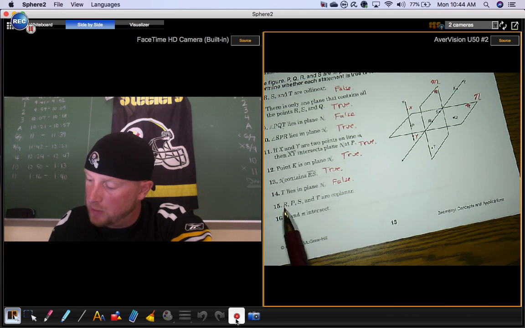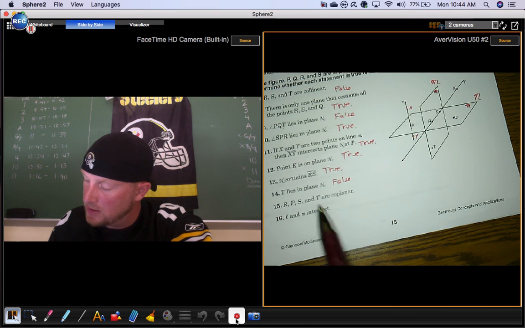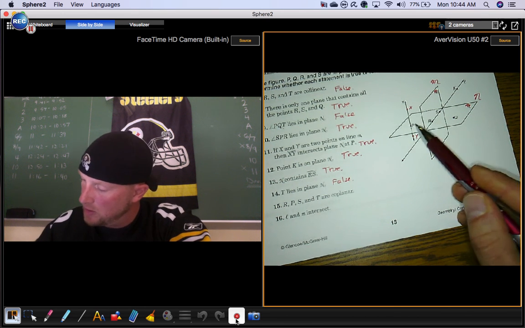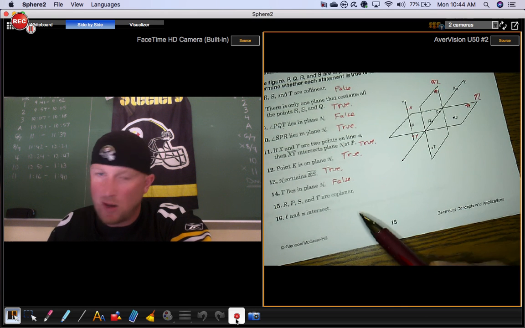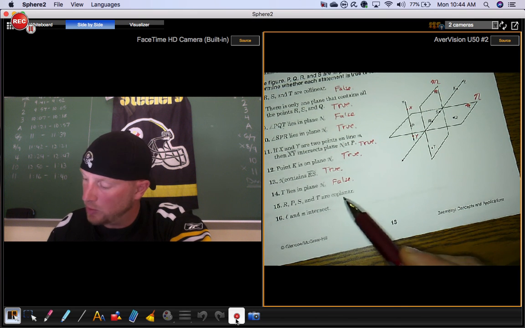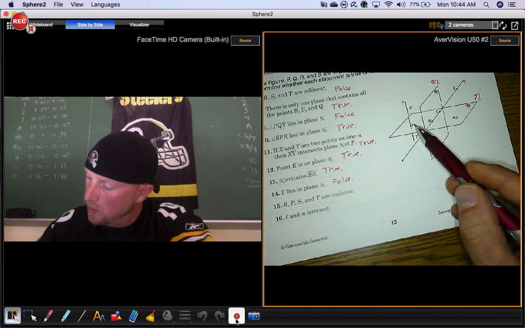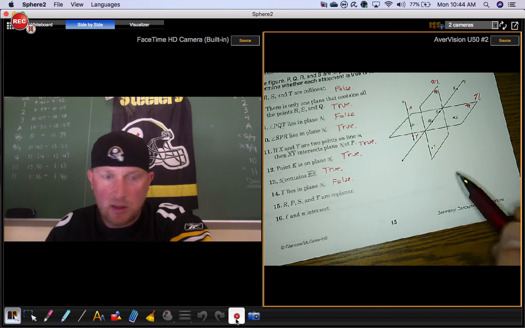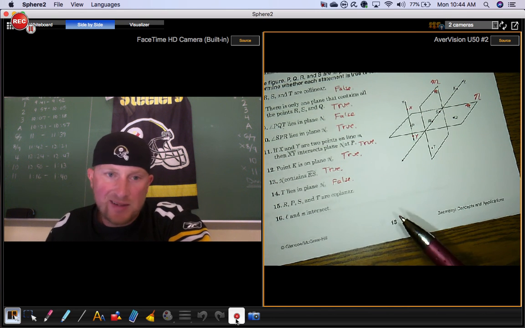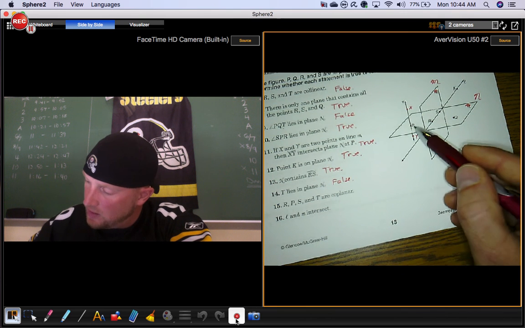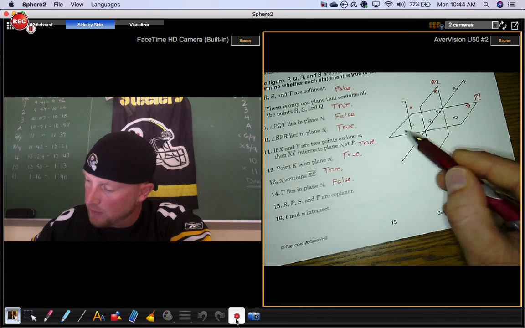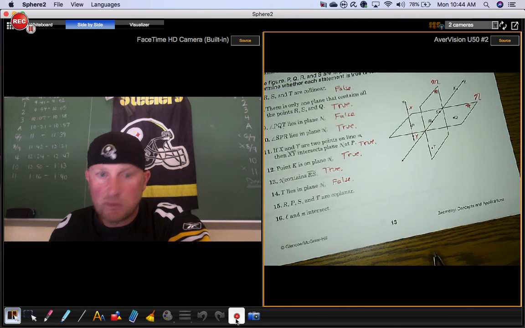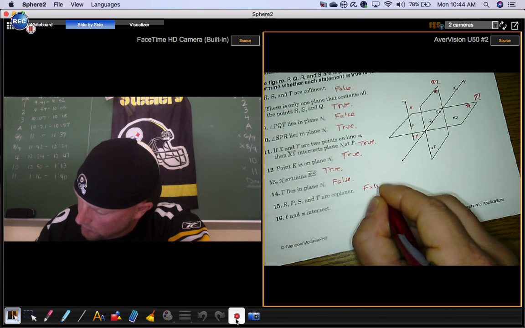Number 15, point R, point P, point S, and point T. R, P, S, and T. Are they all on the same plane? That's what coplanar means. Well, any 3 of them are on the same plane, but any 4, not necessarily. Notice how point T is clearly below the flat surface that contains those 3. This is false.